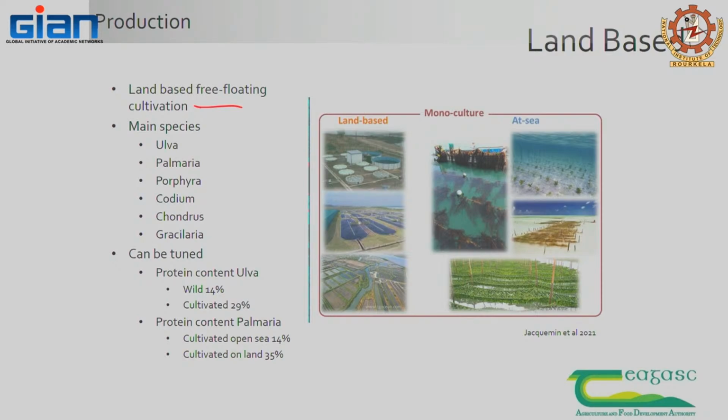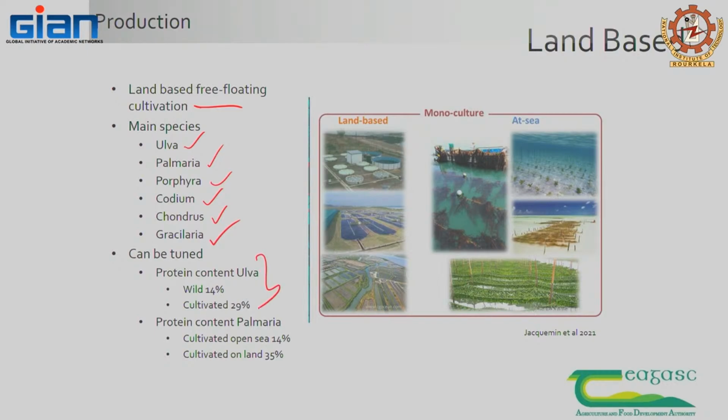All species are not 2 meters, 3 meters long. Some are smaller species like Ulva, the green ones, Palmaria palmata, Porphyra, Codium, Chondrus crispus for carrageenan, Gracilaria. I know all these names now just because I keep seeing it and keep talking about it. Saccharina latissima is grown in Norway, and commercial alginate production is done from those.